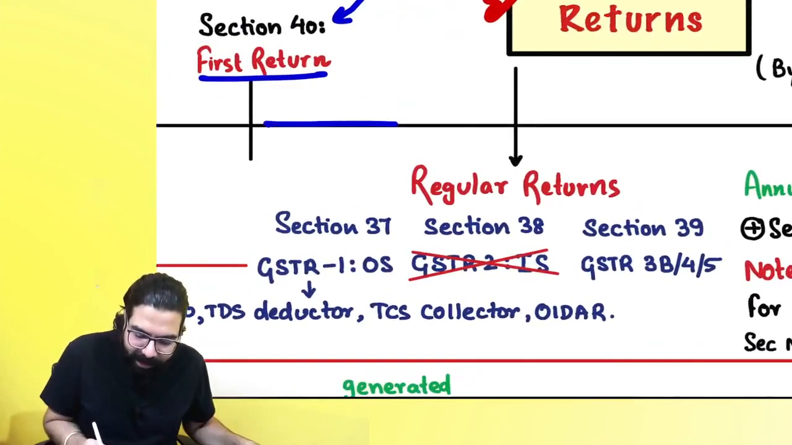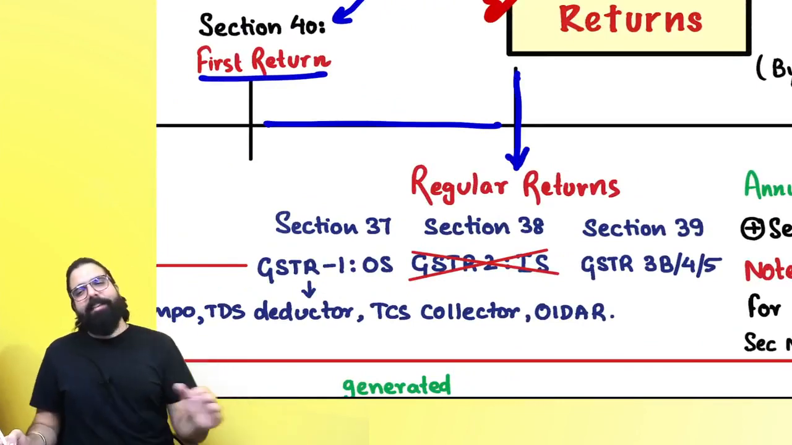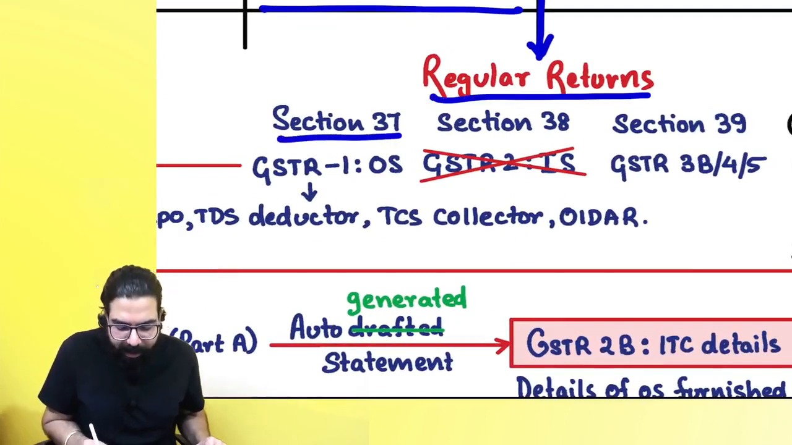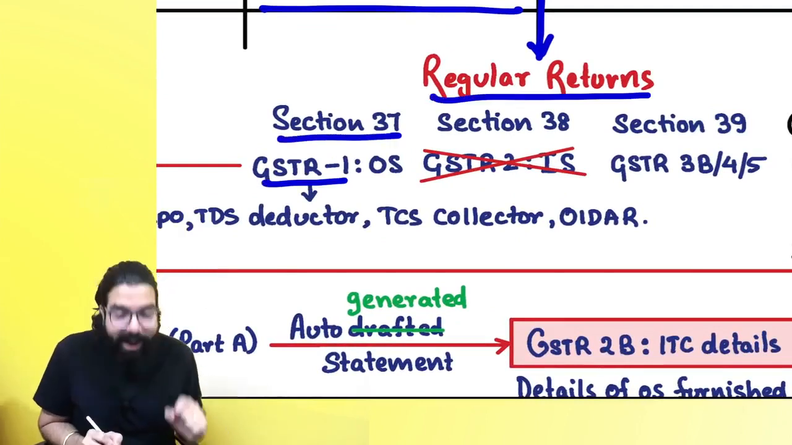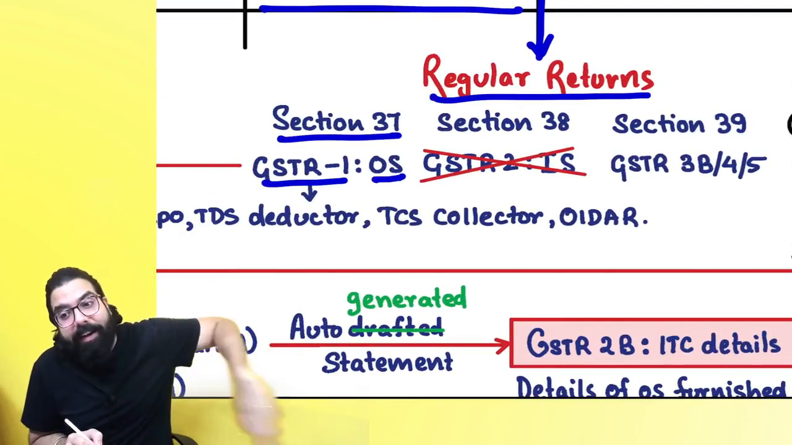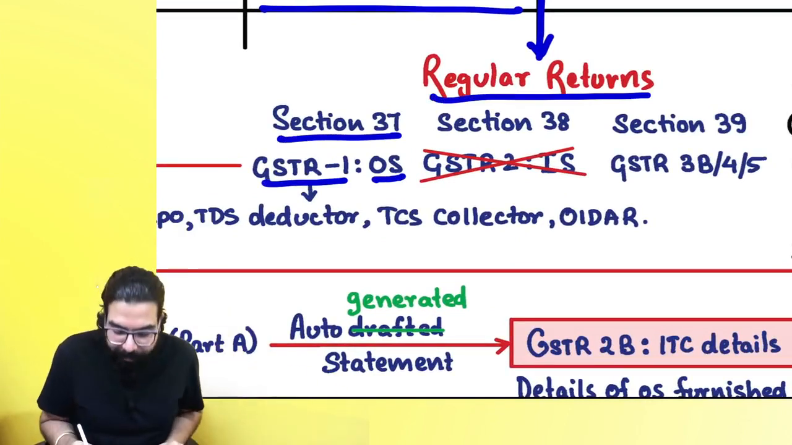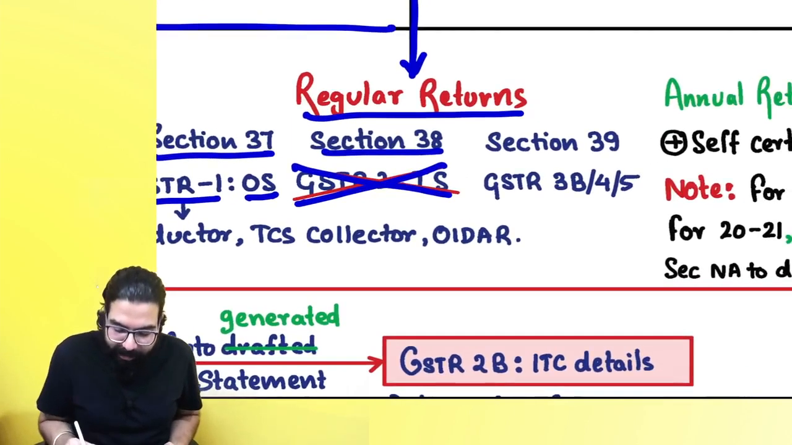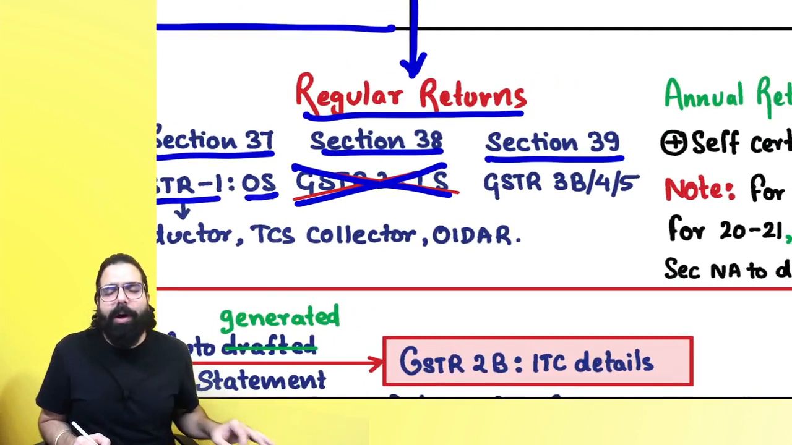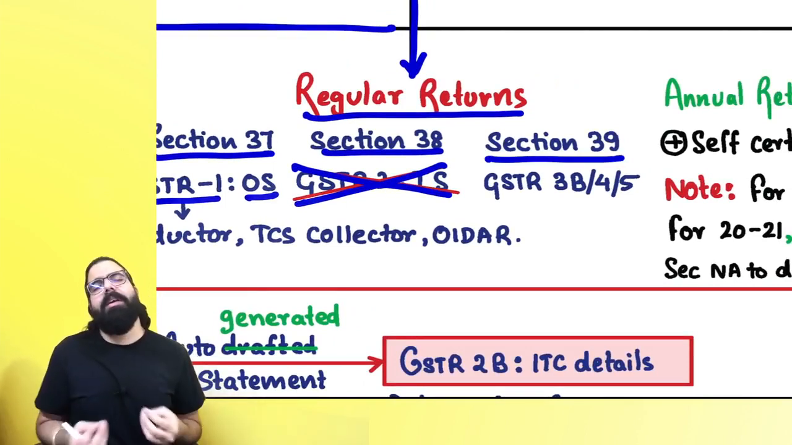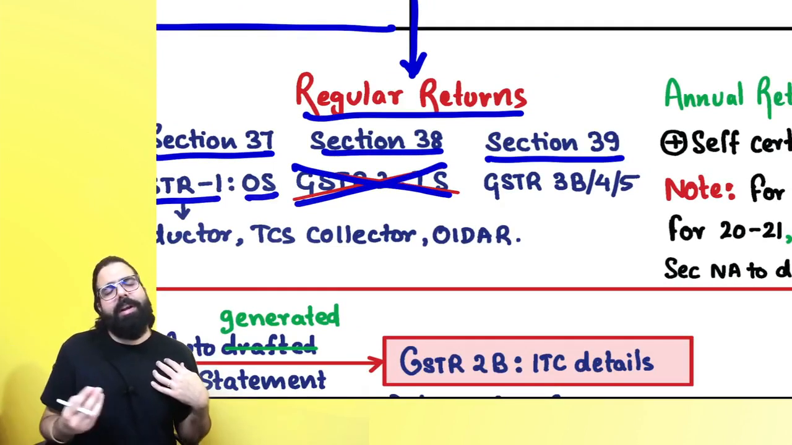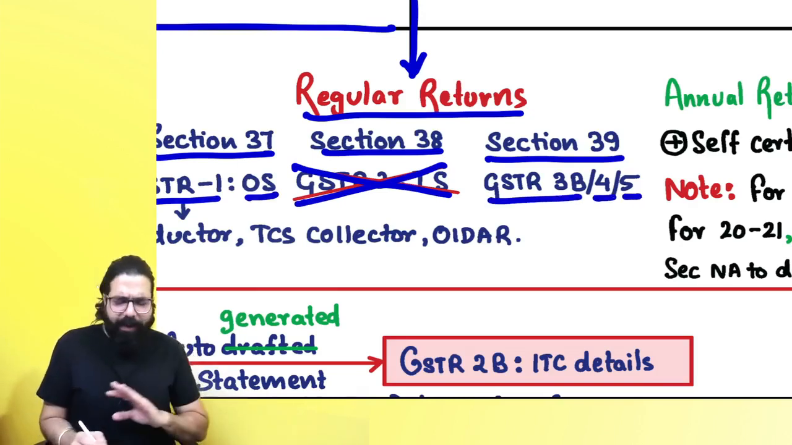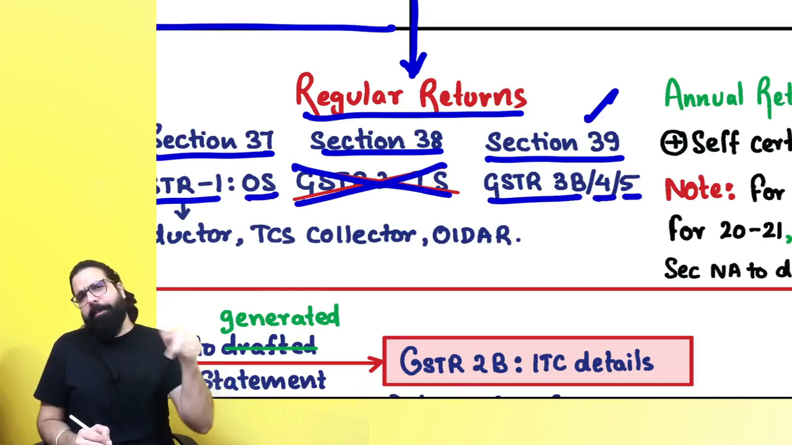Now what will happen, now all my regular returns will start. What are the various types of regular returns? The regular returns which we talk about are section 37, GSTR 1, which is the detail of outward supplies. What are the outward supplies you are doing? Section 38, GSTR 2 was there, which is no more there. Section 39 talks about the monthly returns, composition dealer's monthly return, quarterly return, annual return, the various returns which are to be filed, GSTR 3B, GSTR 4, GSTR 5, etc., as told under section 39.